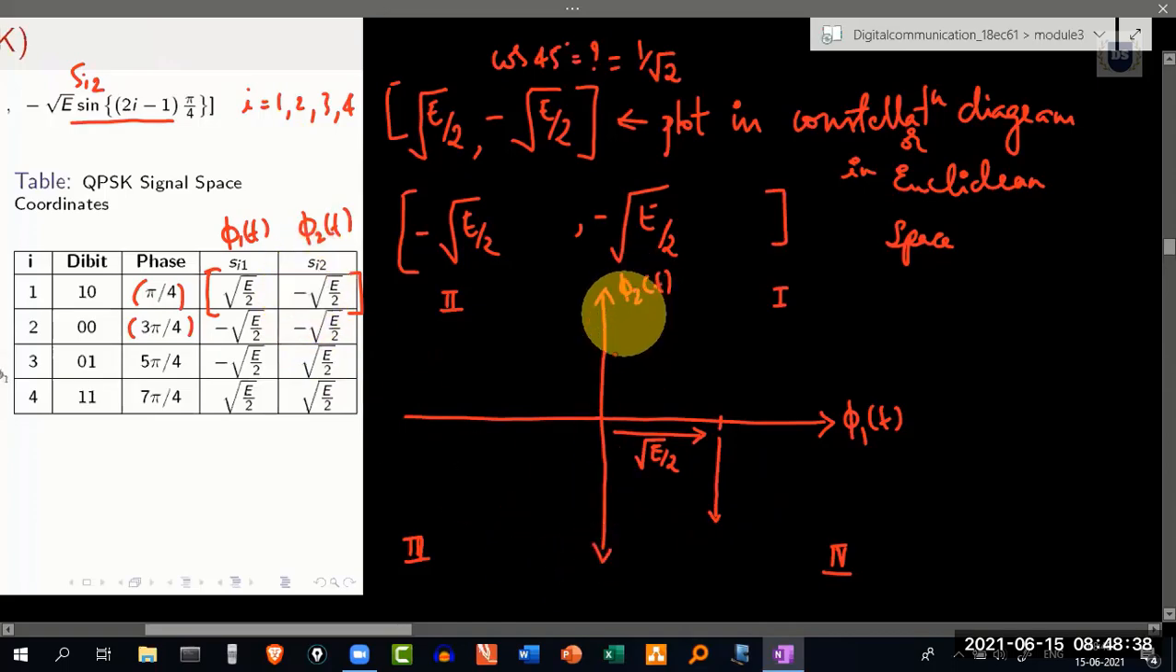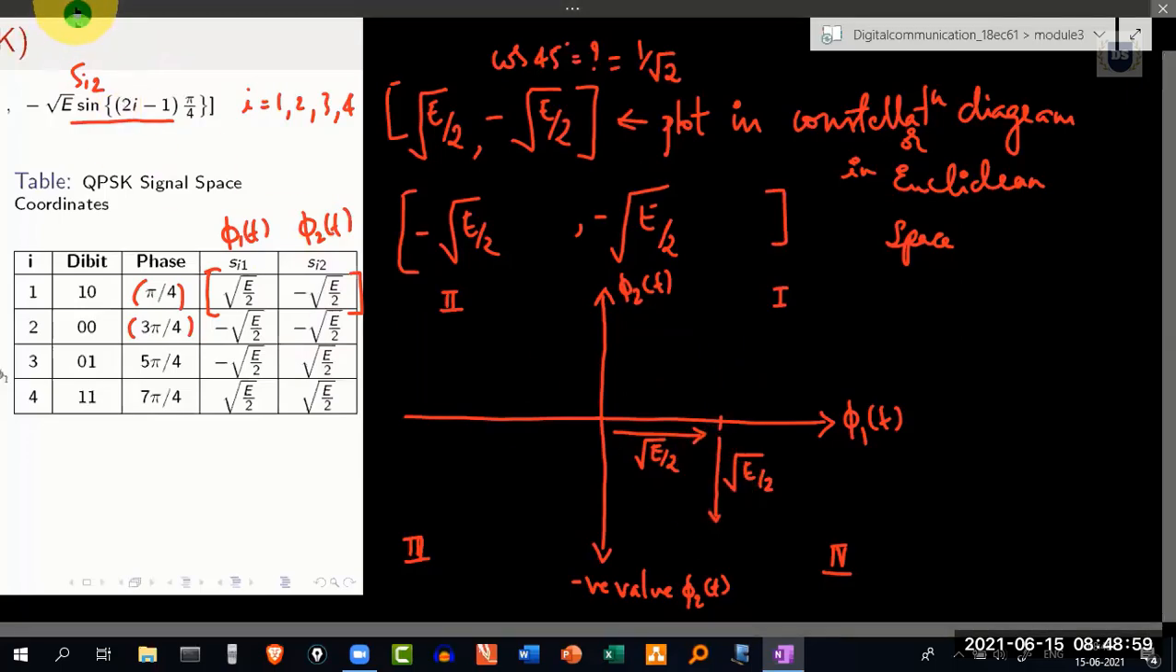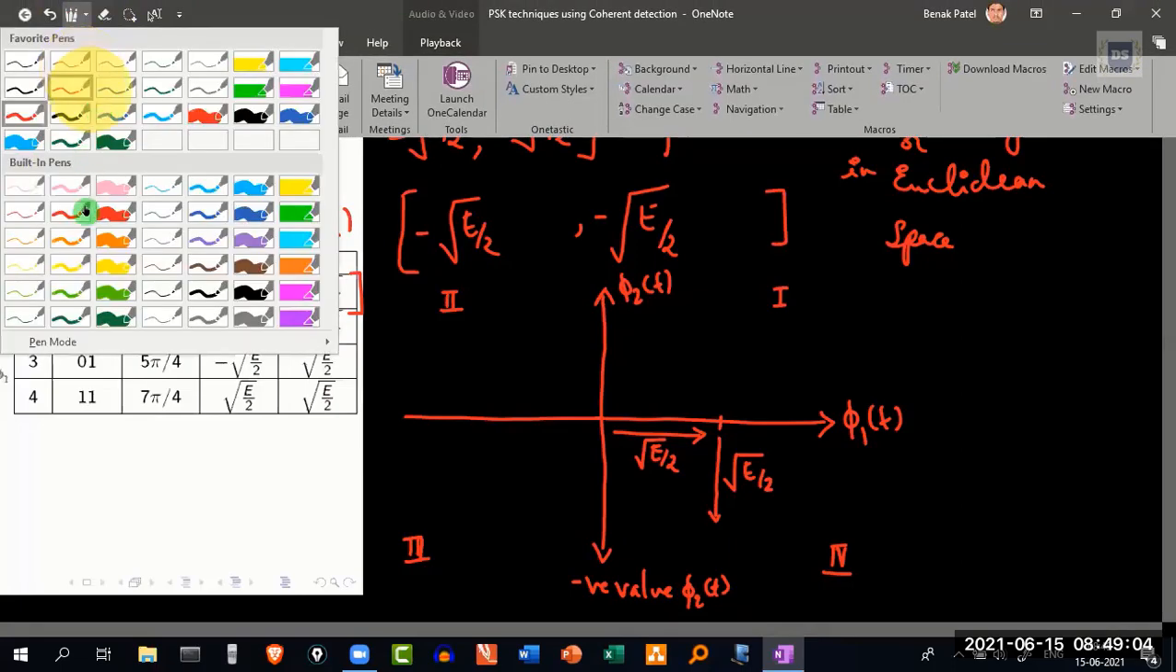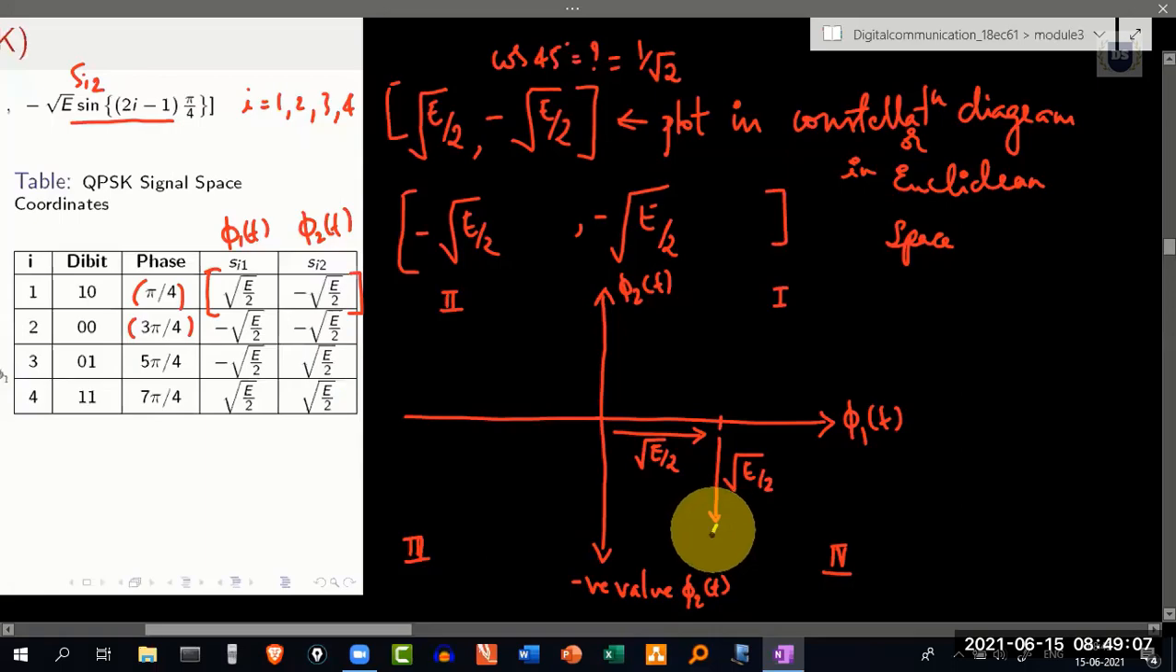So here, this y axis represents the negative value of phi 2 of t. If I move a similar length of distance in the negative direction of phi 2 of t, I get our very first message point. So this is our first message point, which represents our first dibit 10.